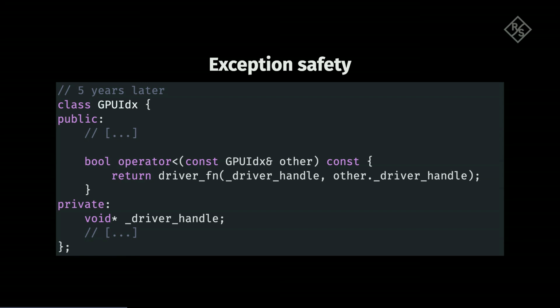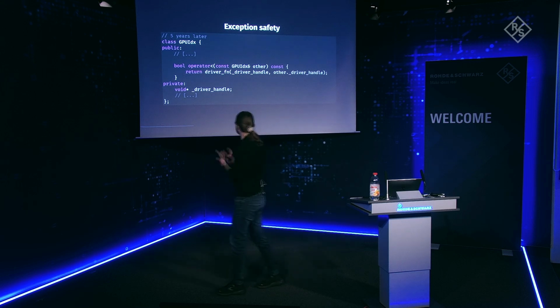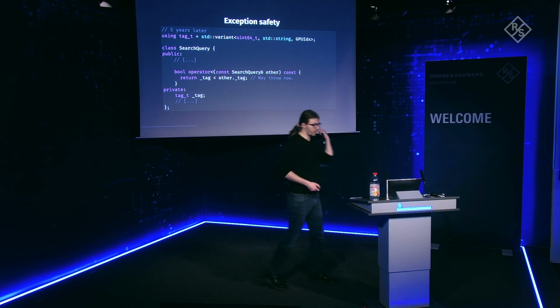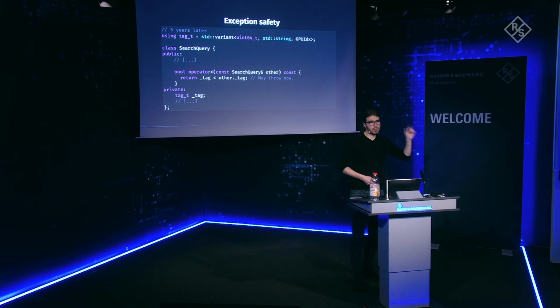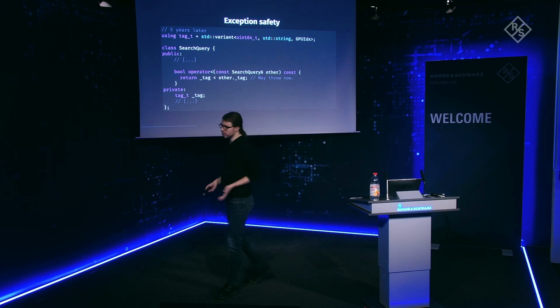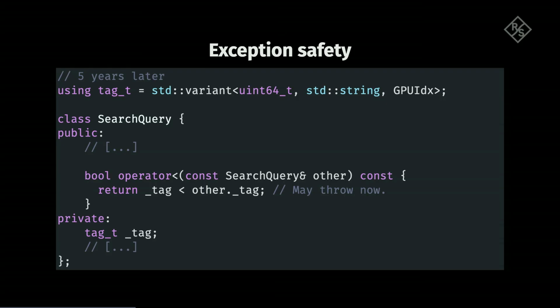Maybe it doesn't throw exceptions on your hardware, but maybe on some customer hardware, some weird old GPU doesn't implement that feature, bam, you get an exception. But you can't tell by just looking at this. And then you go back to this original code 5 years later, right? You're adding the GPU index to the variant. And suddenly this comparison down here, it may throw an exception now. So that's something where it's way less obvious that an exception will happen. And the question is, it might happen, so what will happen in practice?